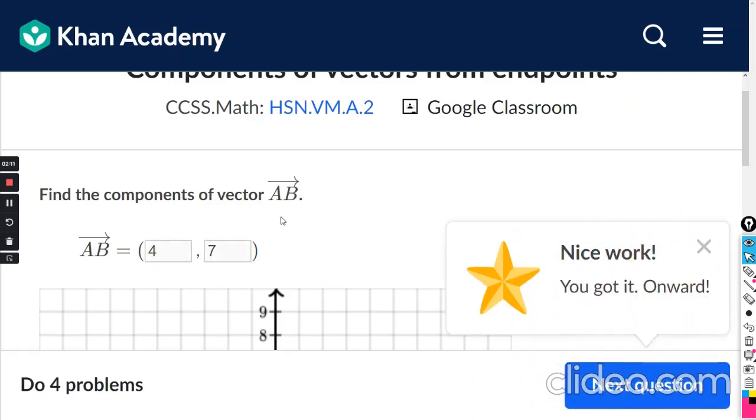And notice when you write the vector, it's similar to writing a ray in that you write the starting point first. And the arrow on top of the two letters always points to the right, even if the vector does not.